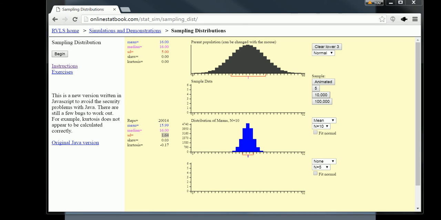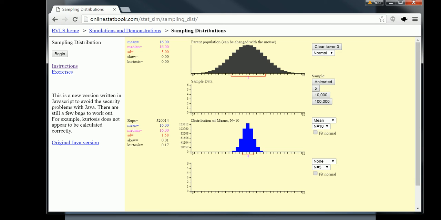Probably if we continued to sample, since we only sampled 20,000 times. Let's do 120,000 times. And now we see it's 1.59, which is incredibly close to what it is mathematically, which is 1.58. Let's do another 100,000. And we stay at 1.59. There we go. Finally, 1.58. We've converged on the value with 520,014 repetitions of sample size 10.